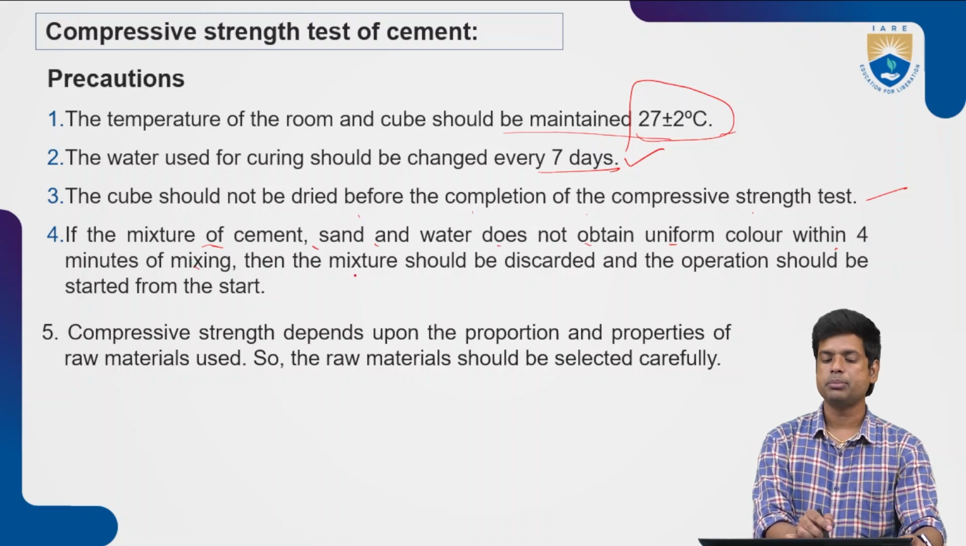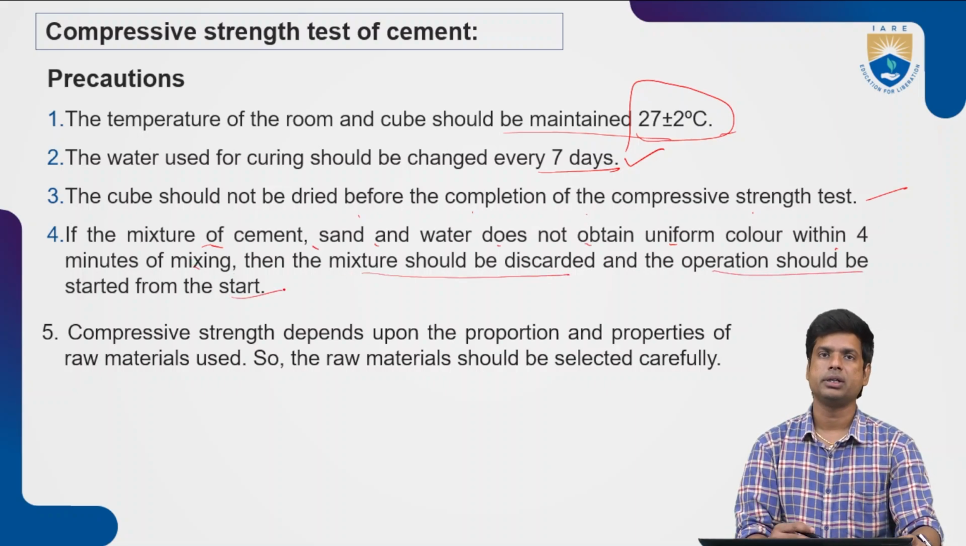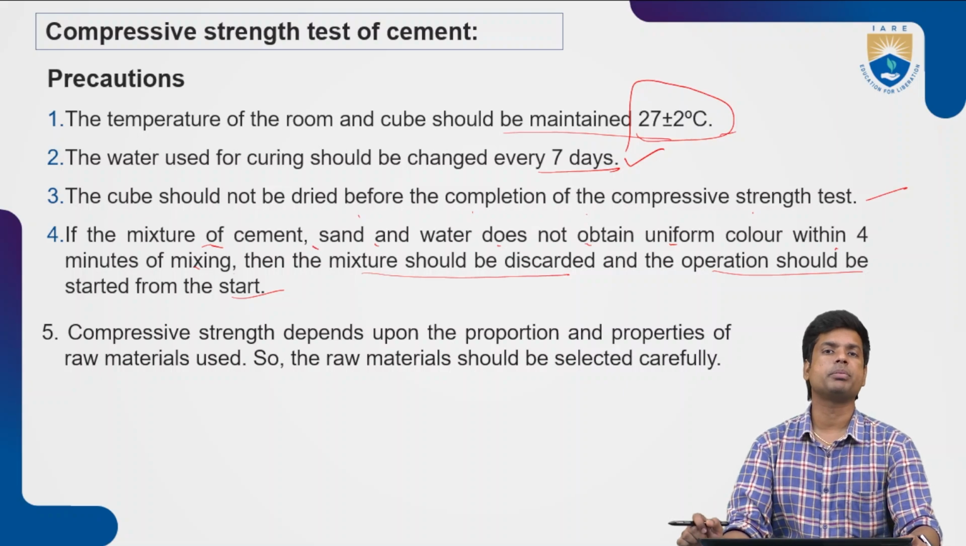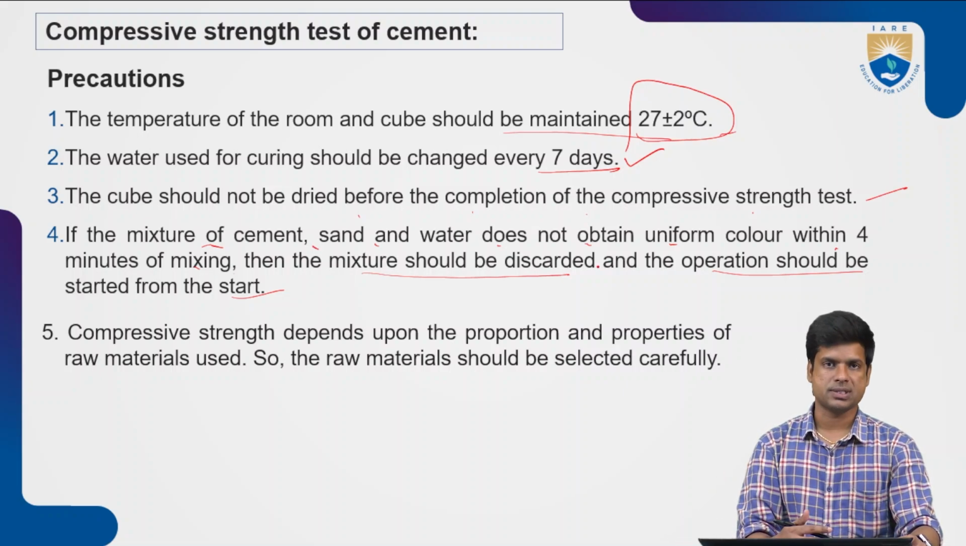And next one, if the mixture of cement, sand and water does not obtain uniform color within the time of mixing, then the mixture should be discarded and the operation should be started from the start. So after mixing, if the mixture is not uniform, if it does not have uniform color, then it will be discarded and again you have to prepare a new mix.